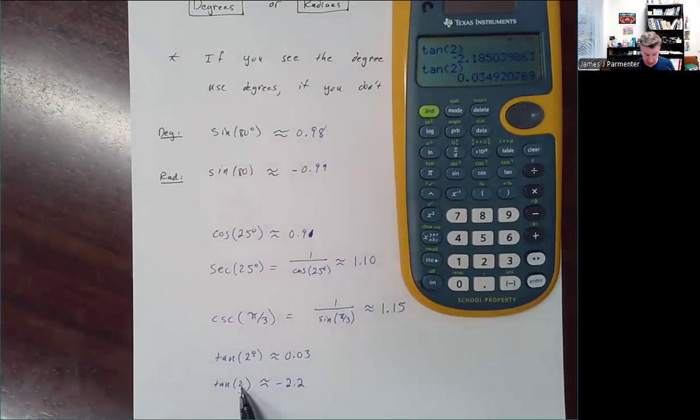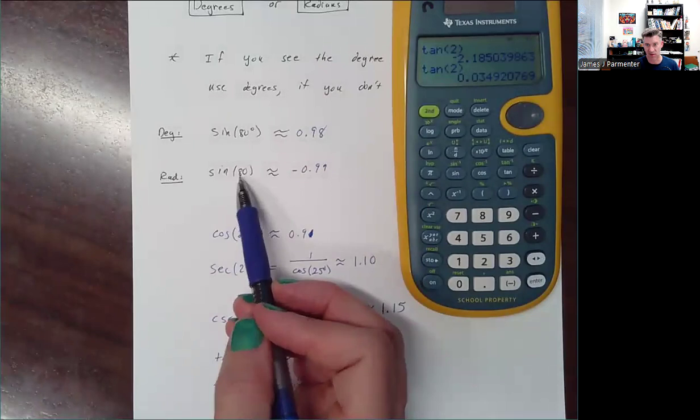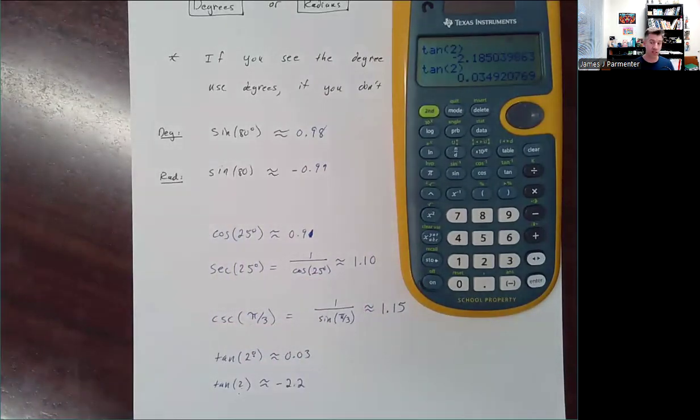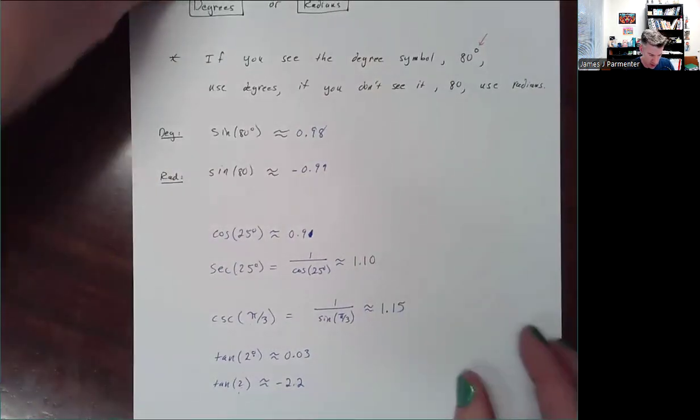That's tangent of 2 radians. That's cosecant of pi over 3 radians. That's sine of 80 radians. Kind of stupid, but if you don't see a degree symbol, you have to assume it's radians. And I think that's the last page. Let me double check. Yep, that's it.